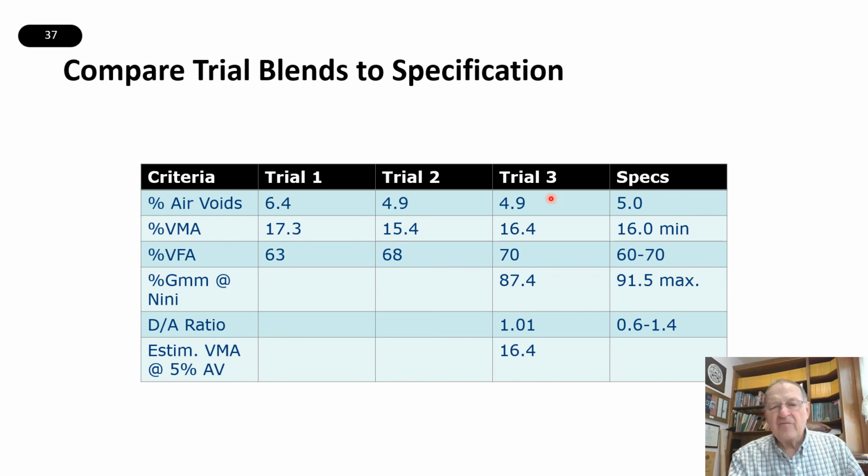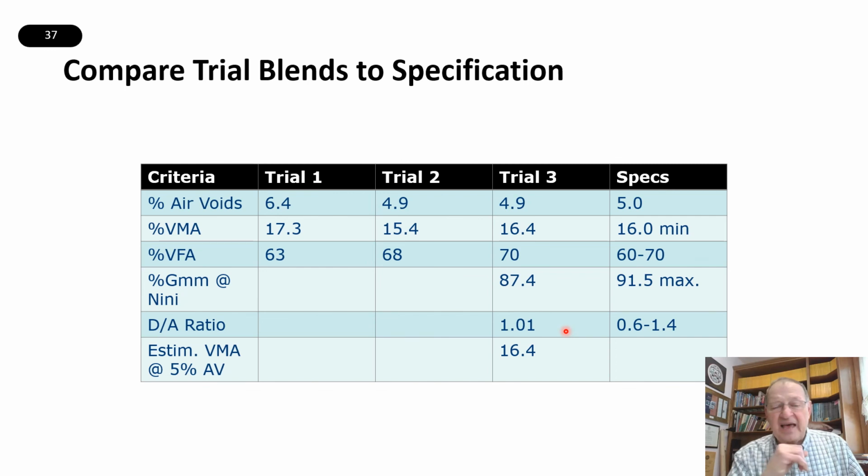And the air voids ended up being 4.9%. So we can do an estimate at 5%, and we can guesstimate that the voids filled will be about 70. The spec is 60 to 70. That's not bad. The percent GMM at N initial needs to be a maximum of 91.5. Our trial blend, we estimate 87.4, so that's less than 91.5. That's good.